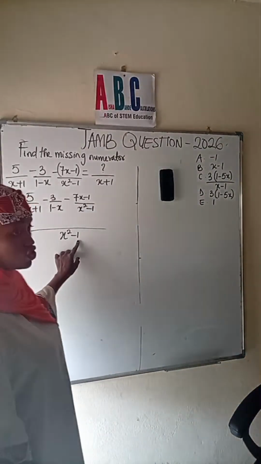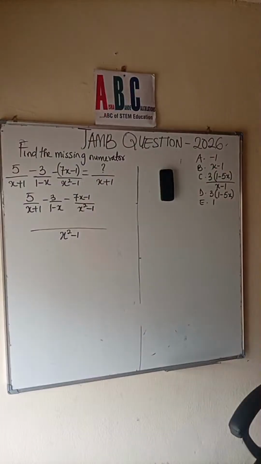So this x squared minus 1, what does it mean? That is what we even need to know first. Guys, this x squared minus 1, what does it mean? Difference of 2 squares, right?